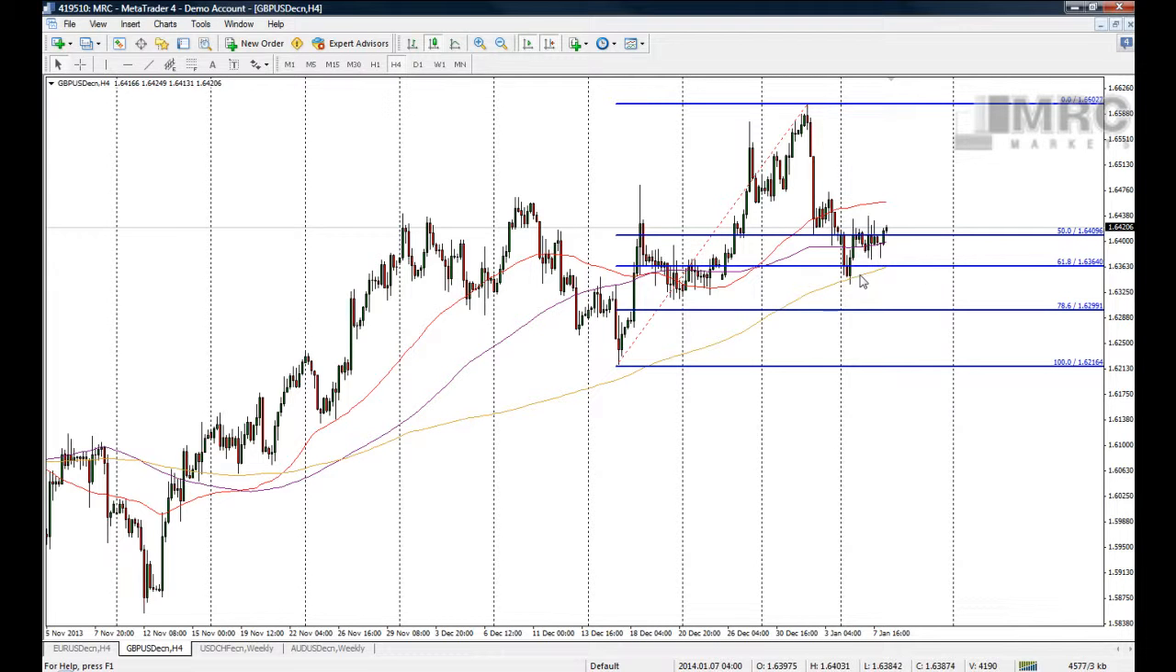Hasn't been that technical, to be honest. It's more a move off the 200 SMA here, but you can see it's been struggling to get above this 50%. We had a nice 4 hour close above the 50% in the previous 4 hour candle, so it looks like it wants to keep on grinding higher.